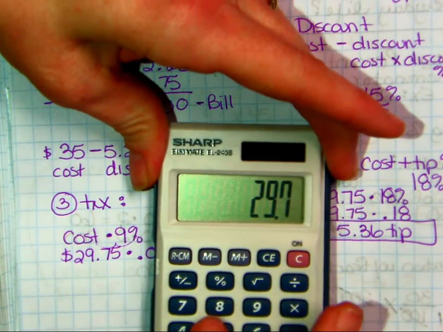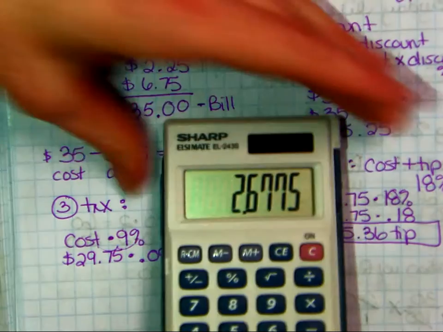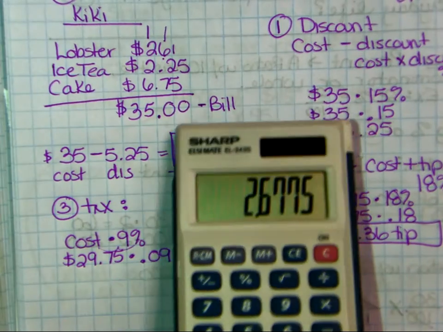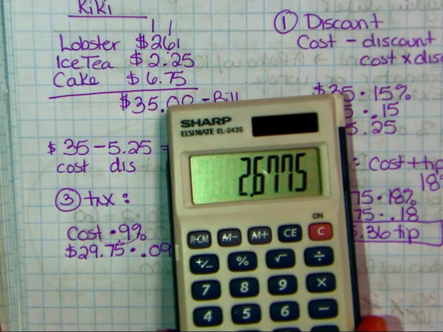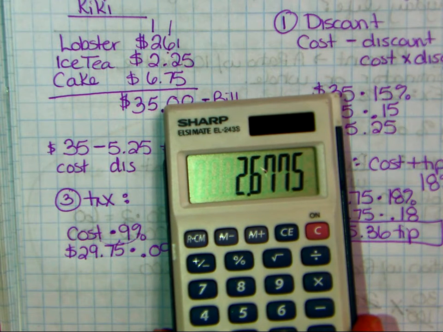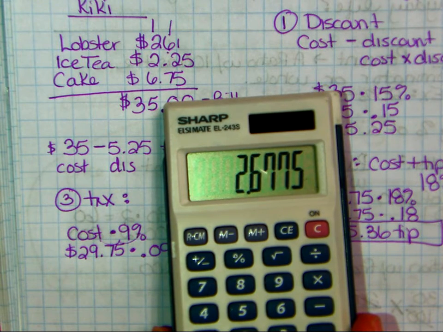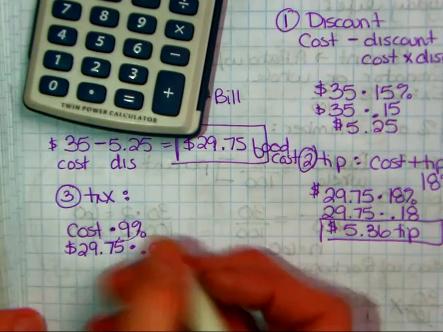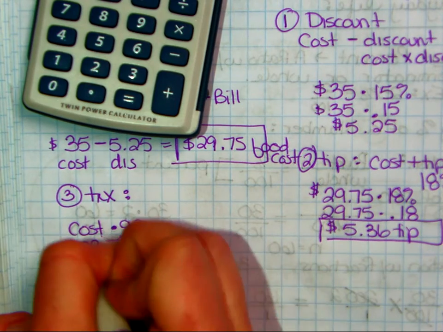29.75 times 0.09 equals this: 2.6775. Can somebody tell me what that would be? Noah Engel. It would be $2.68. Right, you round it up. So our tax is $2.68 approximately.